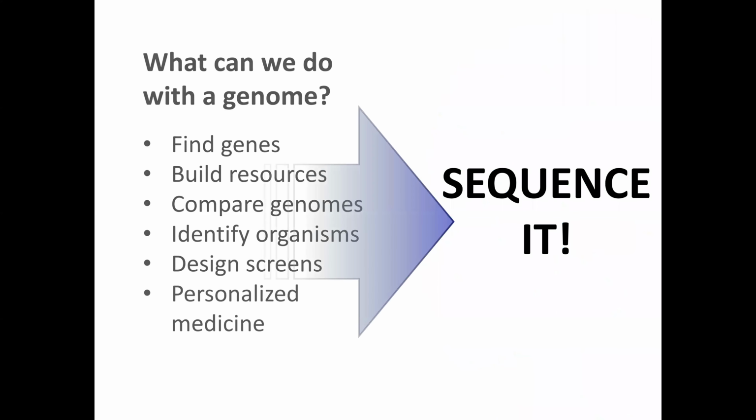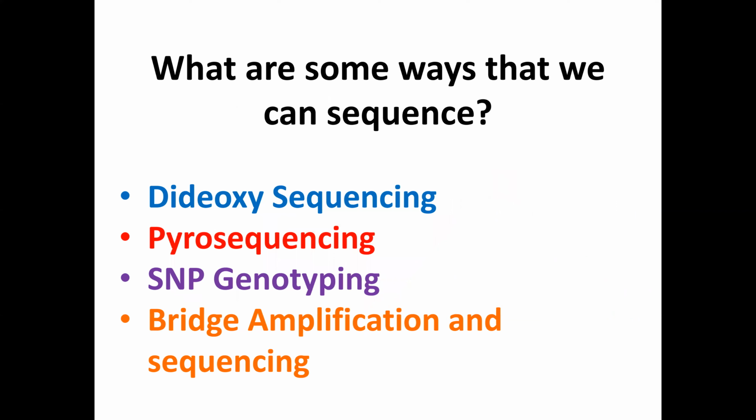And so before we can do any of that with a genome, we have to be able to get the sequence of the genome. So we're going to start out by learning a couple of techniques that we would need to build a genomic resource, starting out small and then working our way up to the more high throughput techniques. So what are some ways that we can sequence? The first one that we're going to talk about is dideoxy sequencing. And this is like Sanger sequencing, or kind of the standard sequencing that you think about. We'll talk about this one as the basis for some of these other techniques.